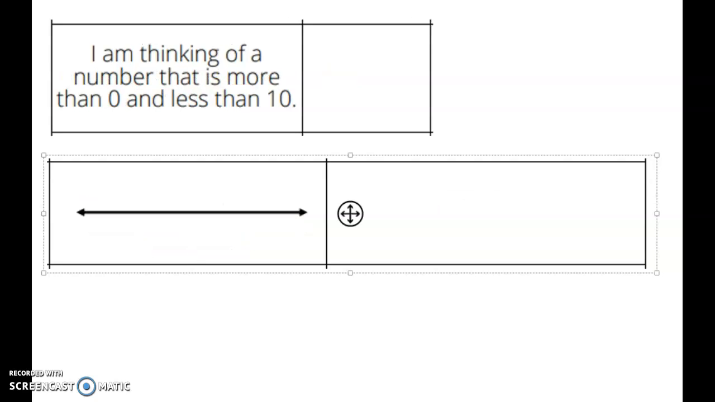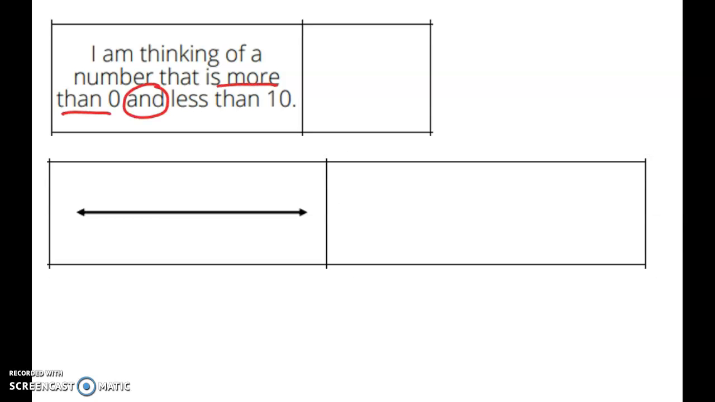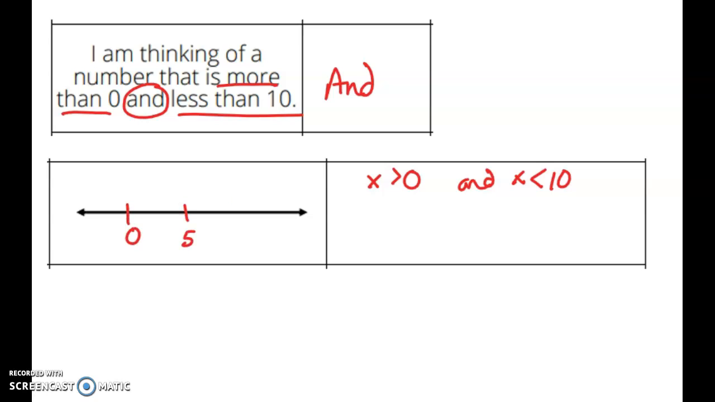It says, I am thinking of a number that is more than 0 and less than 10. So it's definitely an and. So it's more than 0. That's greater than 0. It did not say equal to. More than means above 0. And it has to be less than 10. So now I'm just going to go by 5s here. I don't want to put too many numbers on my number line. So it says more than 0. So it'd go this way. I'm not going to keep the arrow on there, but that's essentially what it would look like.